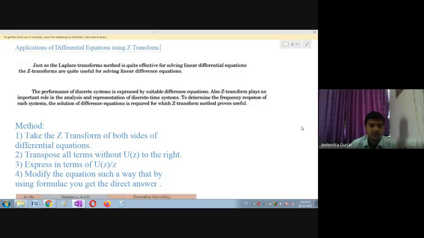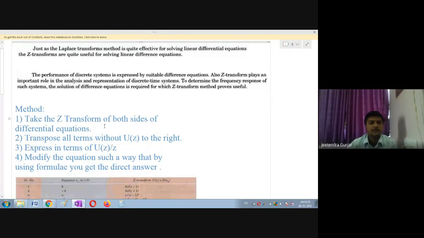To simplify this, you should remember this method. I have given very simple 4 steps, which you can note down, students. Take the Z transform on both sides of the differential equation. You already know how the differential equations are written. We take the Z transform of that equation on both sides. Then transpose all the terms without u of z to the right, so you transfer all the terms to the right hand side, keeping u of z as it is. Please remember u of z is very important, as that is where we apply the Z transform.